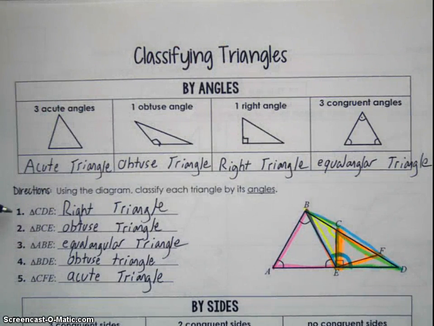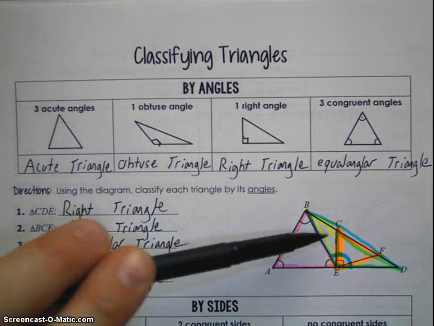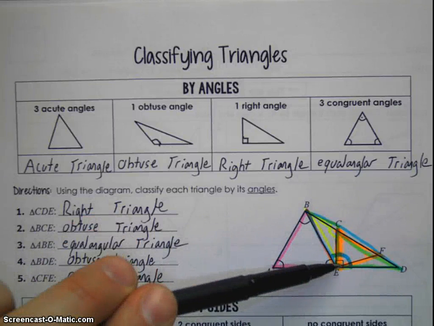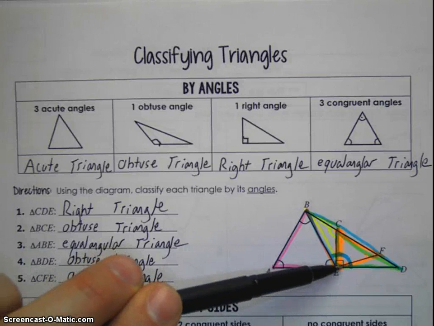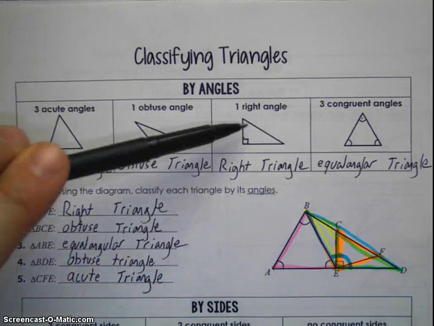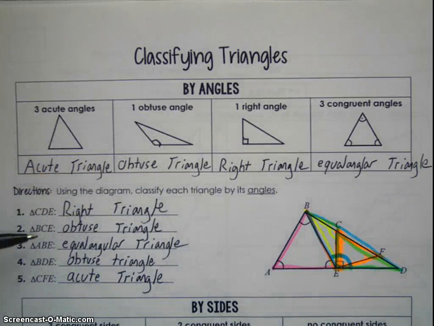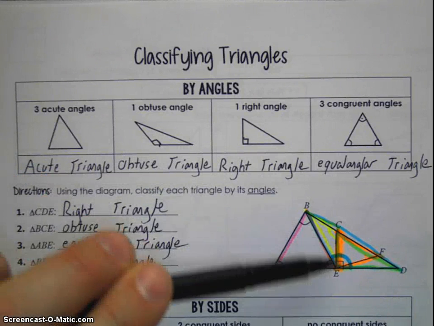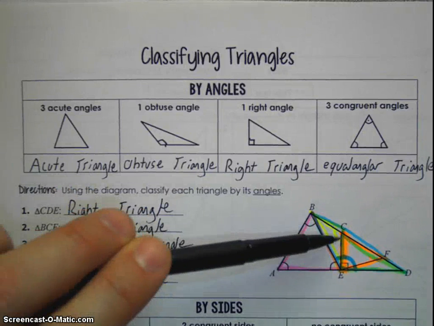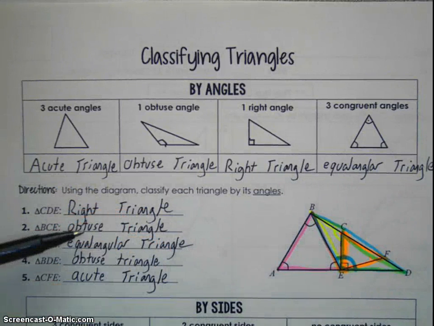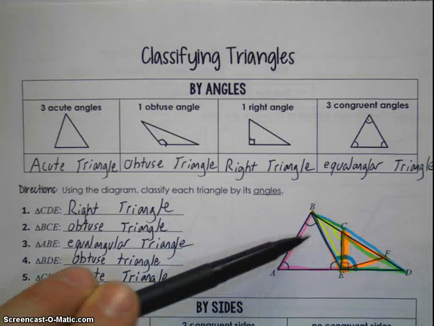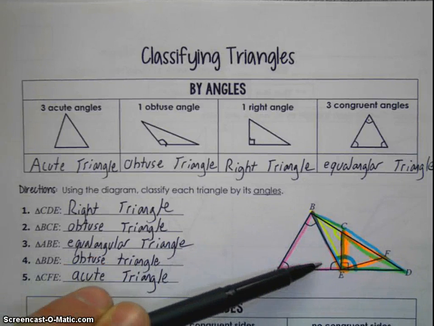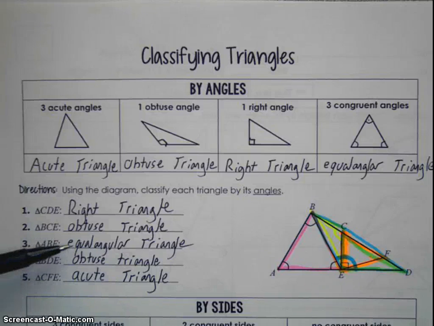In this first problem right here, CDE, the green triangle that's kind of shaded there, has the right angle right there, making it a right triangle. BCE, this is the yellow one, has one obtuse angle, making it an obtuse triangle. ABE, all three angles are equal or congruent, making it an equal angular triangle.